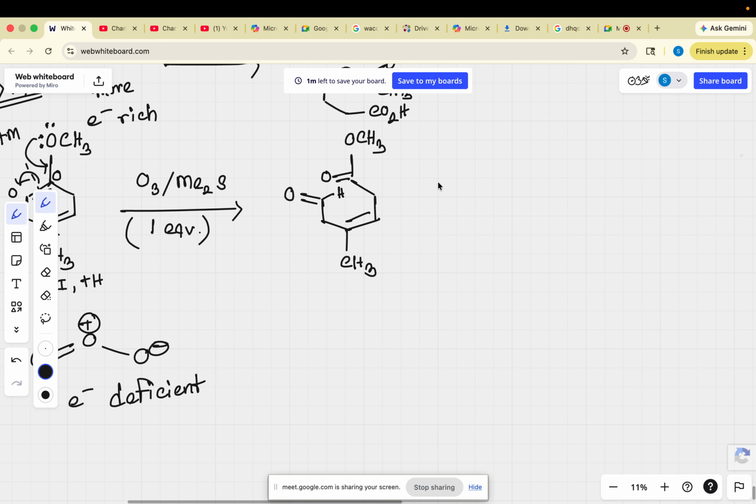This one is which functional group? Double bond O, OCH3. It's ester. Ester group, sir. Yeah, ester. Now next step, suppose I am treating this compound with sodium borohydride, methanol. What will happen?